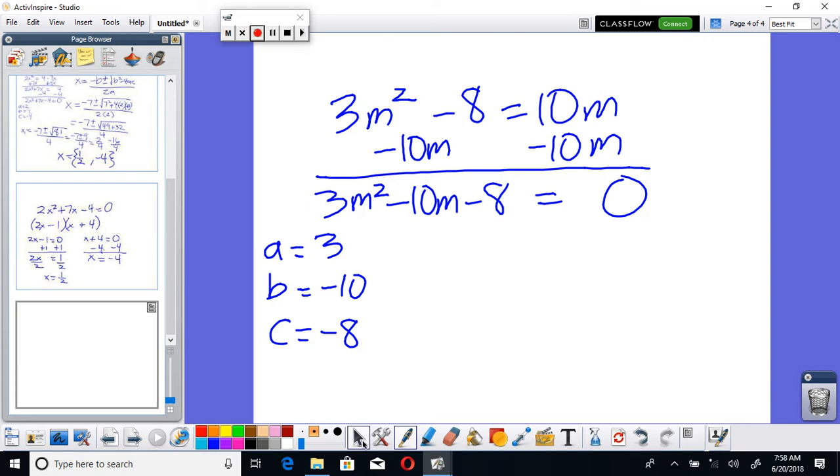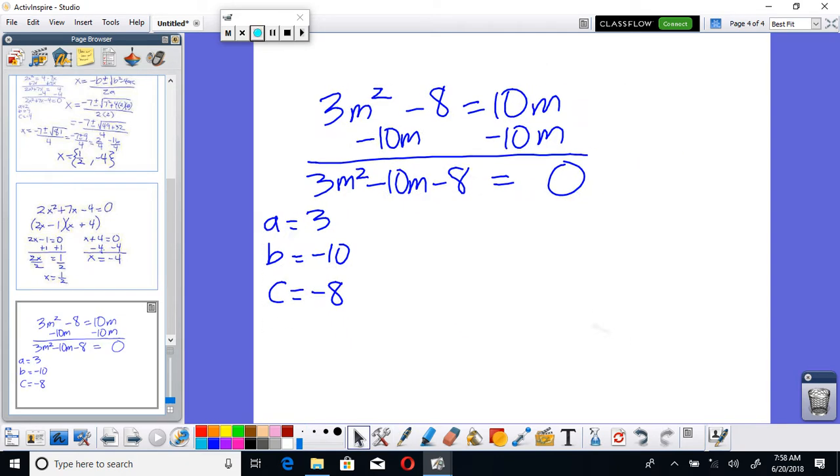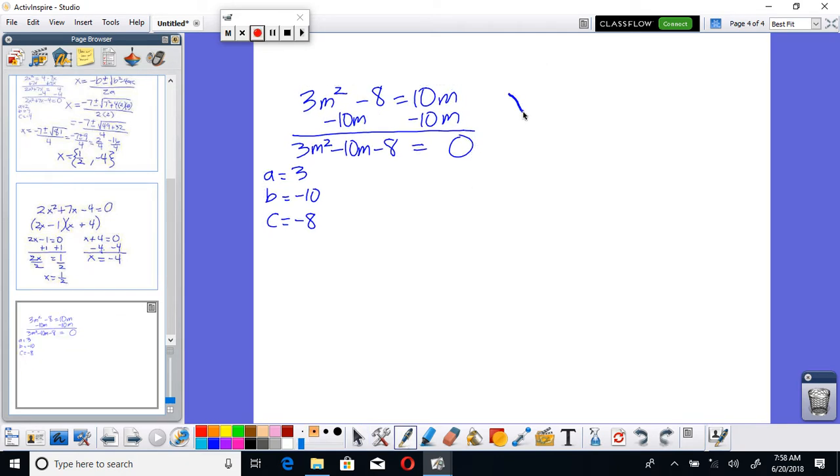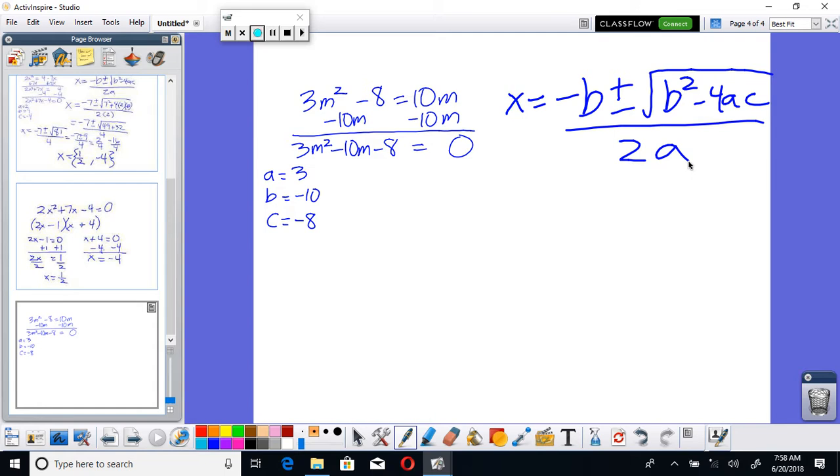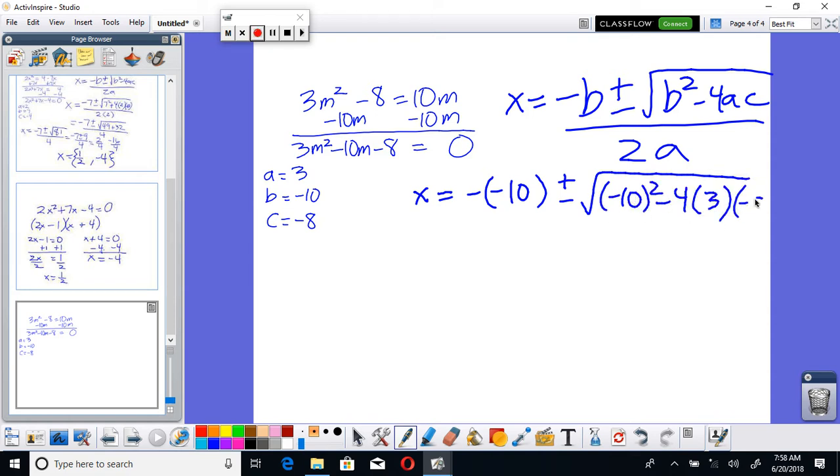Okay. We are going to use the quadratic formula to figure out what x is. Negative b plus or minus radical b squared minus 4ac all over 2a. I'm going to get it stuck in your head. Okay, let's see. We're going to replace a, b, and c with 3, negative 10, and negative 8. Negative 10 plus or minus negative 10 squared minus 4 times 3 times negative 8 all over 2 times 3.